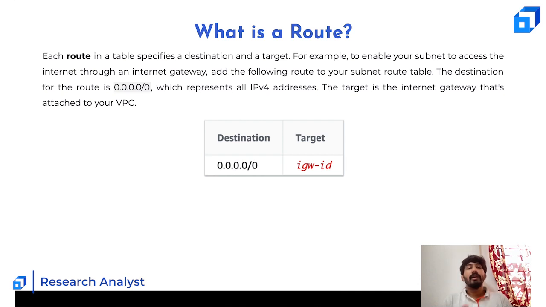You can also do this, and I'll be showing that in the demo. The destination for the route is 0.0.0.0/0, which represents all IPv4 addresses. The target is the internet gateway that's attached to your VPC. So basically the internet gateway is attached to your VPC and that would be the target, and the destination would be the IP address range 0.0.0.0/0, which represents all public IPv4 addresses. That basically means it provides access to the whole internet.